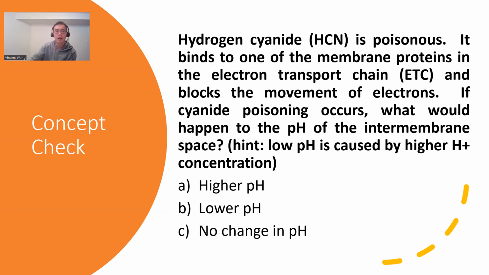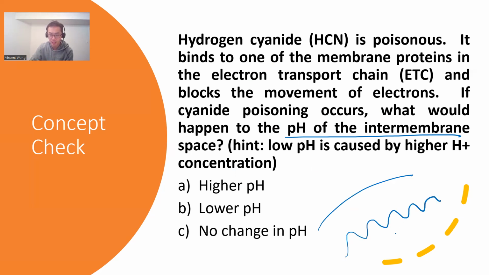Right. So, cyanide, hydrogen cyanide, is poisonous. I already told you why. Because it blocks the movement of the electron. It prevents the electron from getting off the ETC, essentially. So it's asking you what will happen to the pH in the intermembrane space. So let's think of the normal situation first. You must be sick of this diagram by now. So normally we pump H+ into the intermembrane space, right?